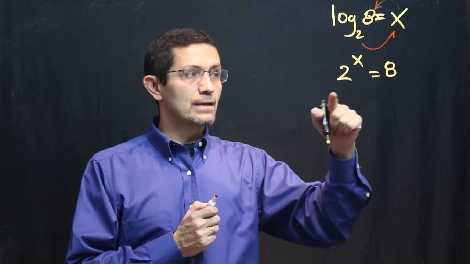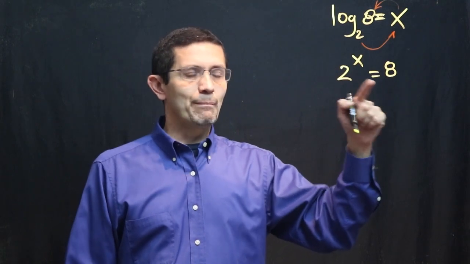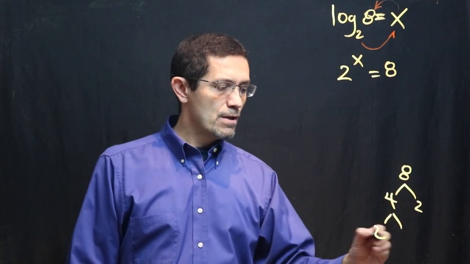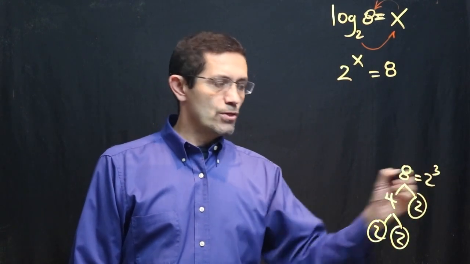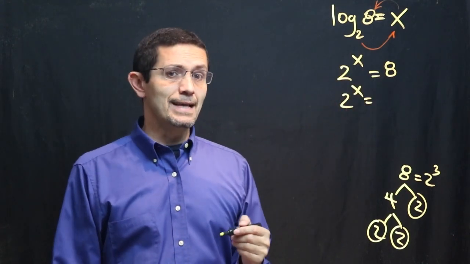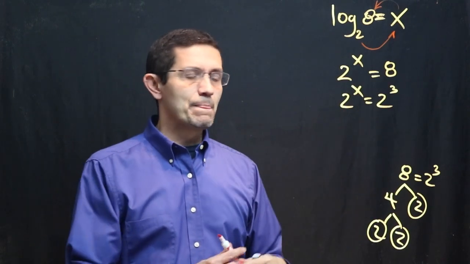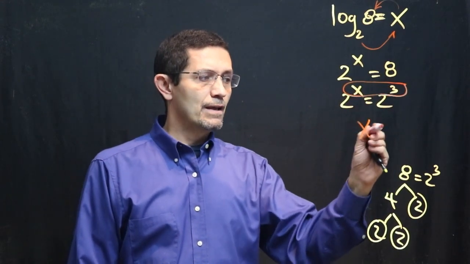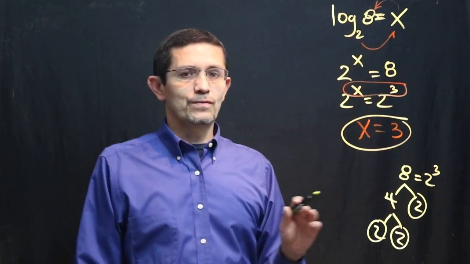I always want to have the same base on both sides. I have a base 2 right now, but I have an 8. I want a base 2, so I want to break that 8. I bring the 8 and I break it down: 4 times 2, 2 times 2. That means 8 is the same as 2 to the third power. So I keep the 2 to the x and I replace the 8, which is 2 cubed. Now, if my bases are the same, then my exponents are equal. Therefore, my answer is x equals 3. And that's my answer. So this is the process that I'm going to follow to do any type of logarithm.